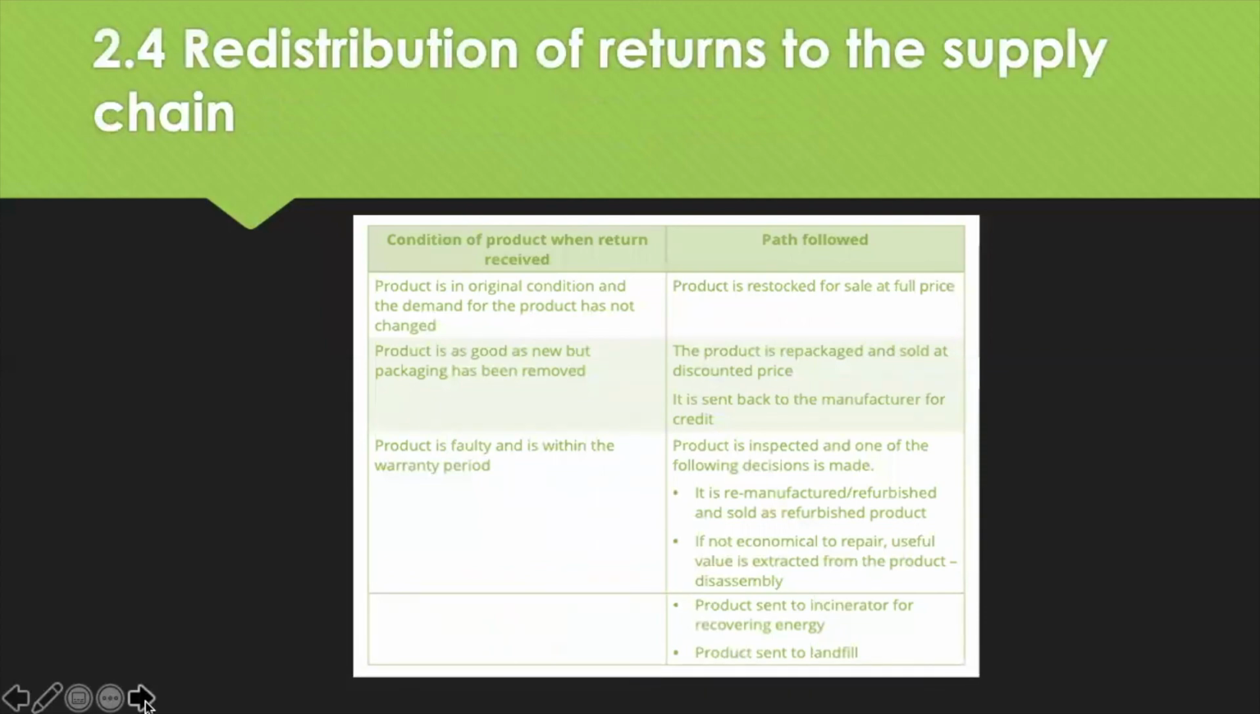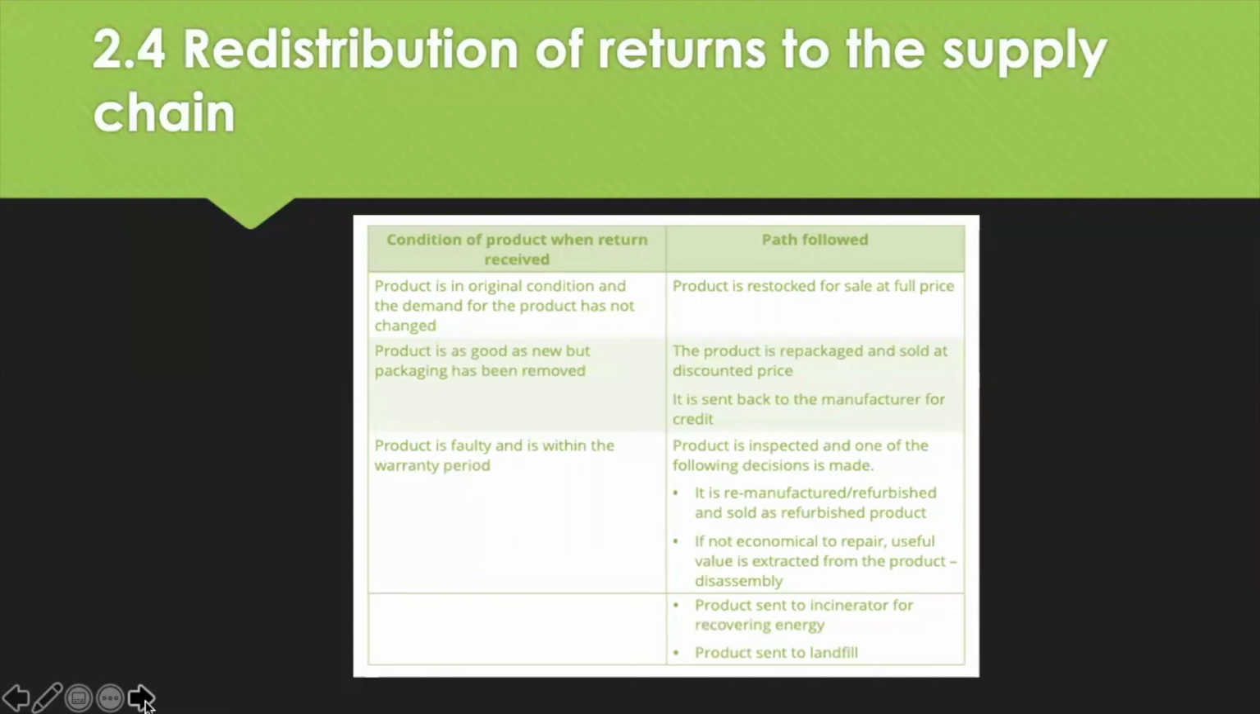In terms of the redistribution of returns into the supply chain, this is about making decisions about returned items, and that can be complex and challenging for a business as it's dependent on a range of factors like the product condition, demand, restocking cost, and system capabilities. Generally, products are classified as durable goods or consumable goods. And when a business receives a return, the process is faced with lots of challenges.